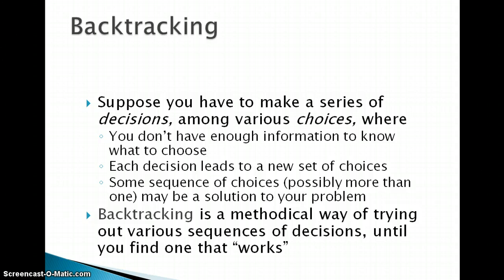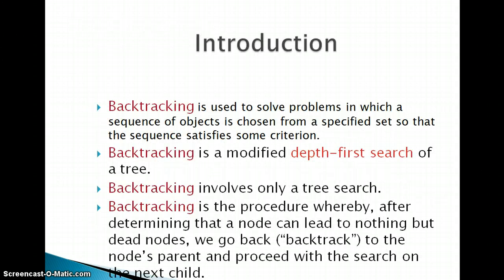Suppose we go through some decisions, and at the end of that choice we may find the decision is not working, so we have to backtrack and go to the next choice. That is the basic idea of backtracking. In technical terms, we can say it's a depth first search. It only includes tree search.